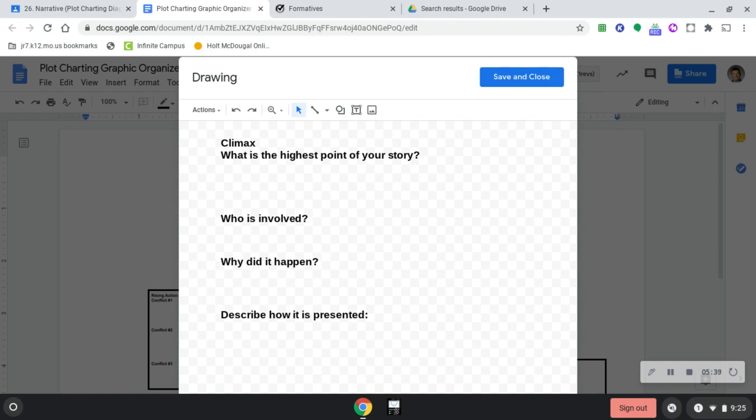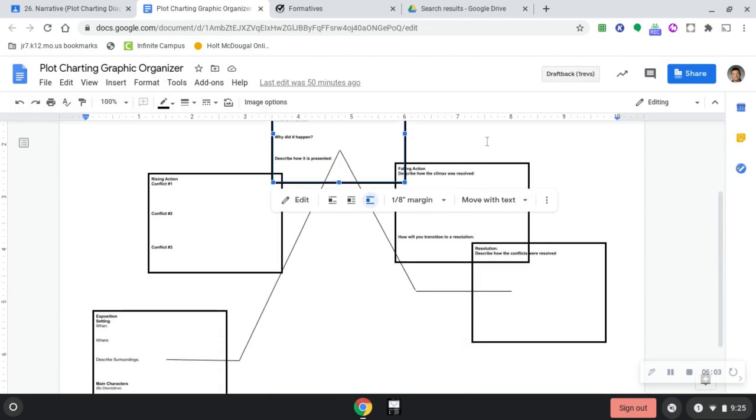Who was involved? Pretty straightforward. Why did it happen? Also pretty straightforward. Again, remember, describe how it is presented. Be detailed. Give me the story details of how this is performed. What do we see in the story? Don't just, again, say, well, he killed him. There's more that goes into it than that, right? It's a shorter story, but there's a lot in the story itself.